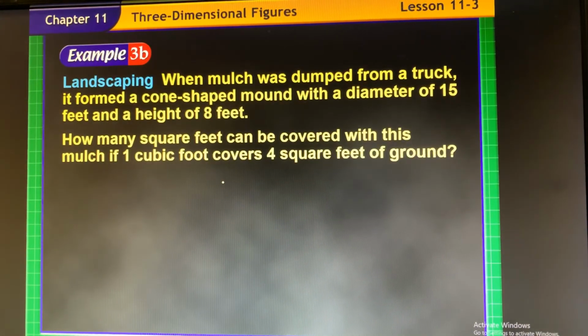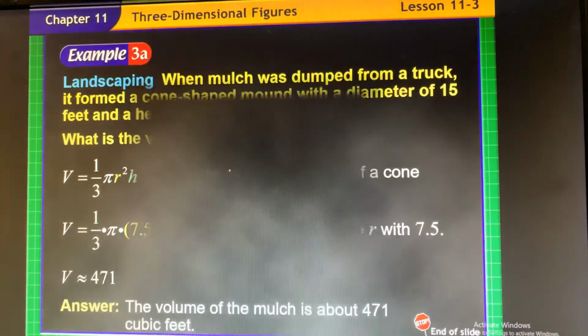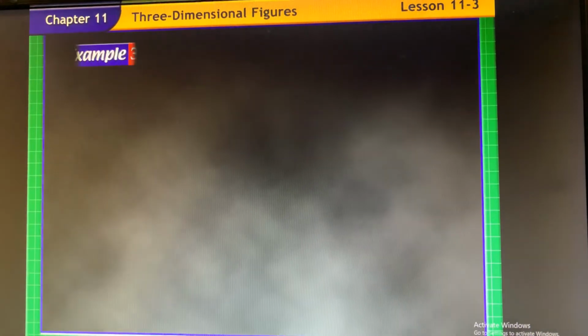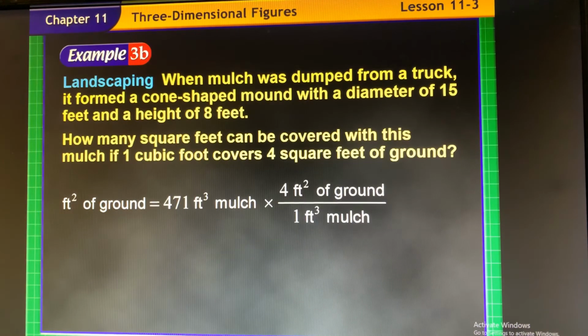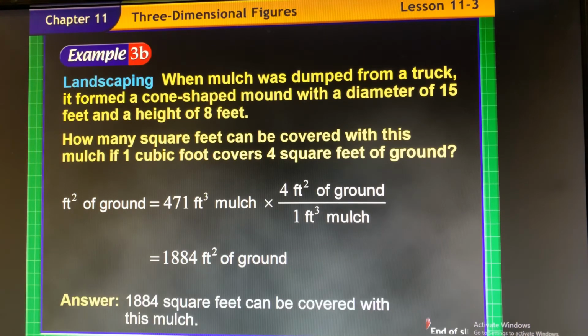How many square feet can be covered with this mulch if 1 cubic foot covers 4 square feet of ground? Well, how many cubic feet did you have? 471. So how are you going to figure that out? 471 times 4 would be good. They made that a little more complicated. 1,884 square feet. You're just multiplying those two numbers.